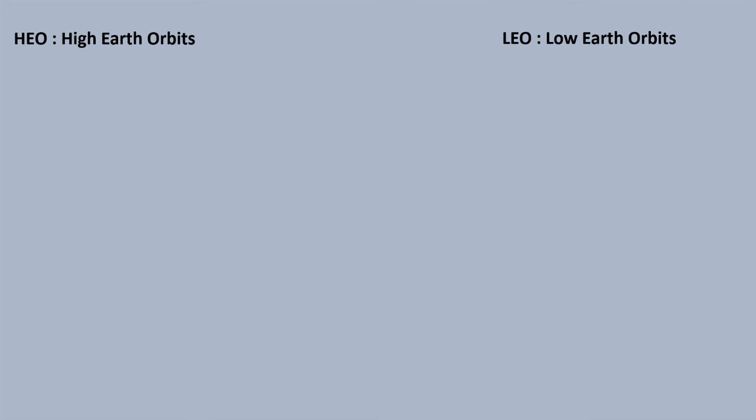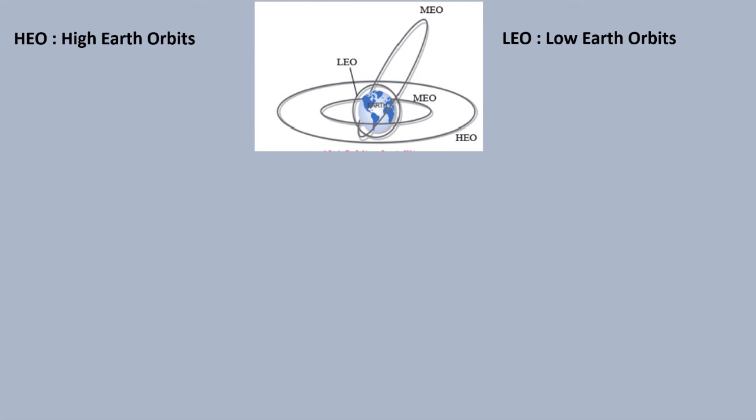The difference between high Earth orbits and low Earth orbits. Let me show you the picture. So now you can see Earth and there are different orbits around it for the satellites to move. You can see the one which is very near to the Earth is called low Earth orbit, and the other one is medium Earth orbit.